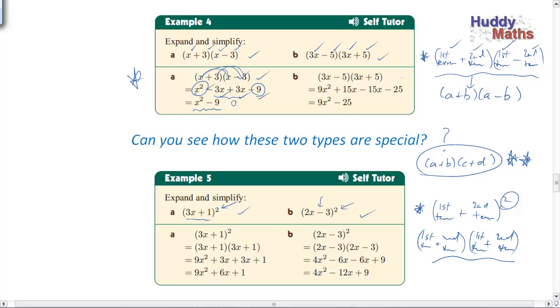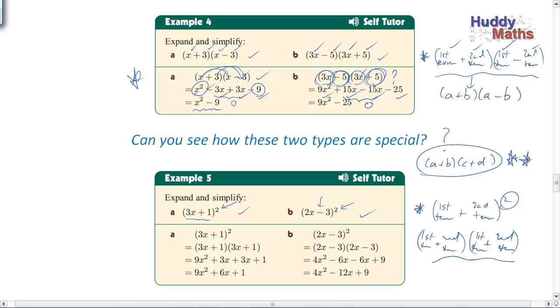What happens over here? Let's see if it works again. 3x times 3x, 9x squared. 3x times 5, 15x. Neg 5, don't forget the negative, times 3x, neg 15x. Neg 5 times plus 5, neg 25. Oh, it's done it to us again. Plus 15x, take 15x, 0.